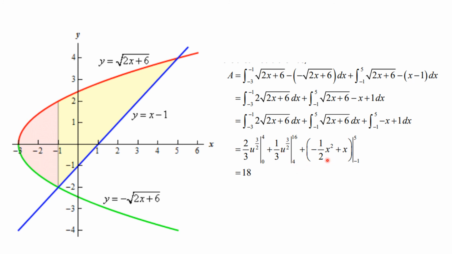This integral is pretty easy. You add 1 to the exponent, divide by the new exponent. Here you add 1 to the exponent, divide by the new exponent, and we calculate this at 5 and minus 1. This is also going to give us 18, and a serious student would go through and actually do that calculation.